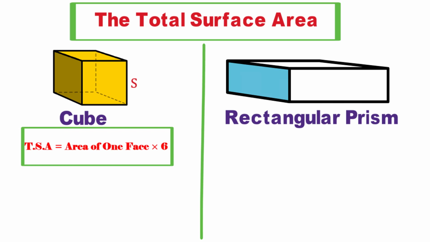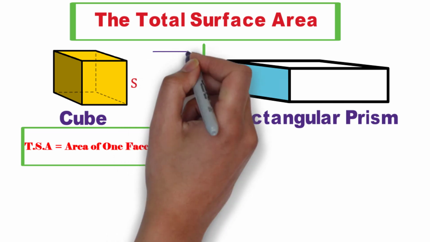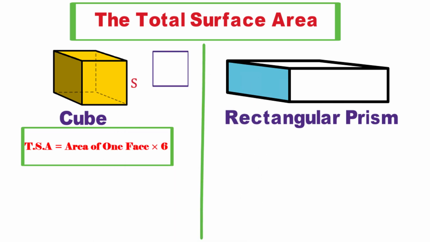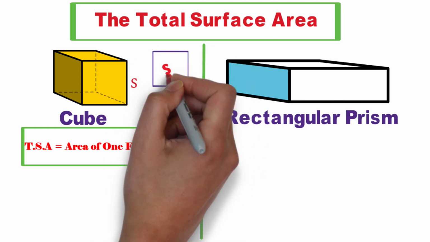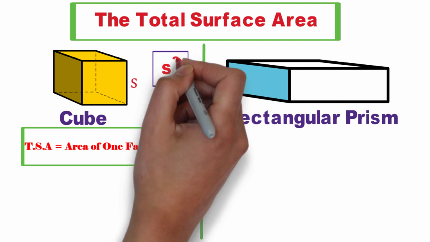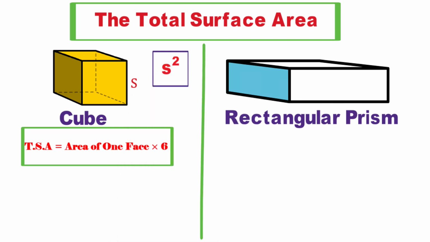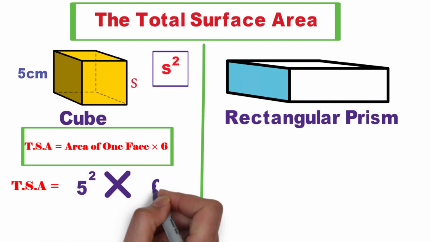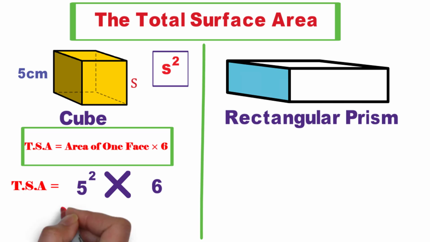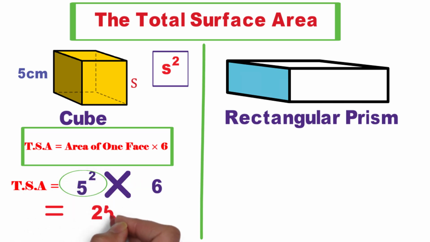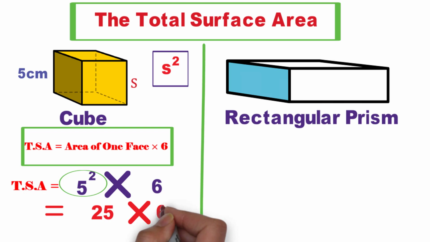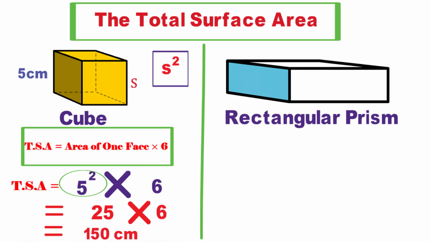Now, the face of the cube is a square. We studied before, the area of the square is s squared. It means its side length times itself. Suppose that the edge length is 5 cm. So, total surface area equals what, guys? It equals 5 squared times 6. 5 squared equals 25. Now, 25 times 6 equals 150 square centimeters.